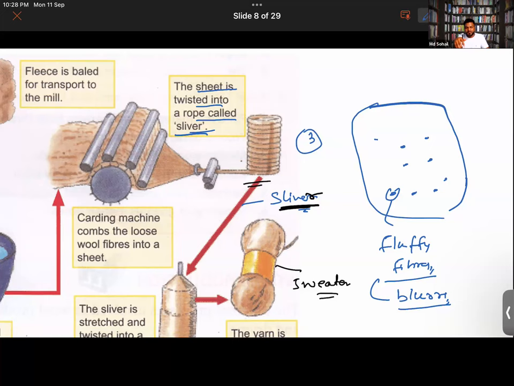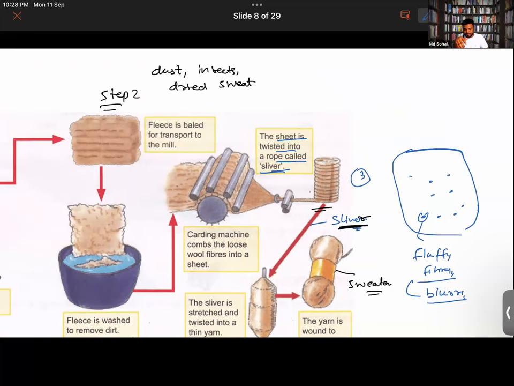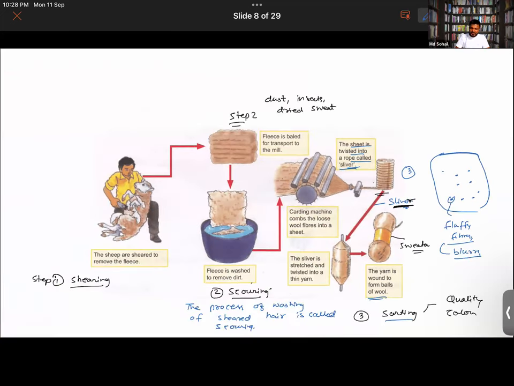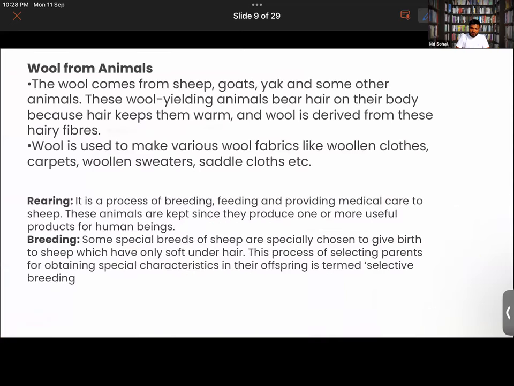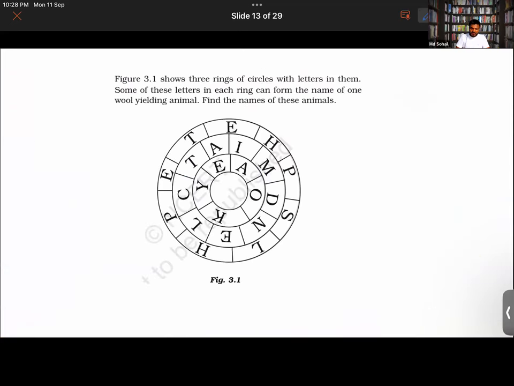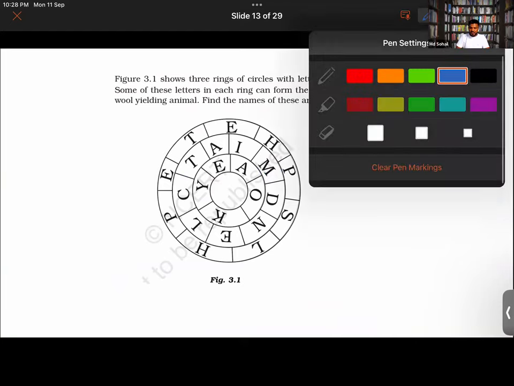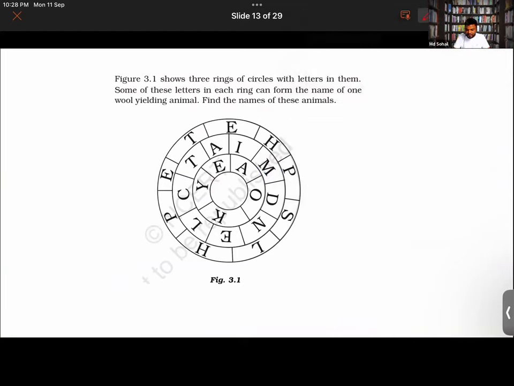Getting it? Okay. So in the next class, we'll be talking about how silk is obtained. Before we end the class, do this puzzle question. There are names of animals hidden here from which wool is obtained. Find the names.